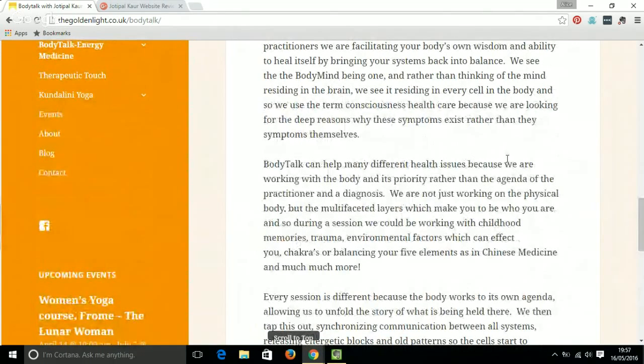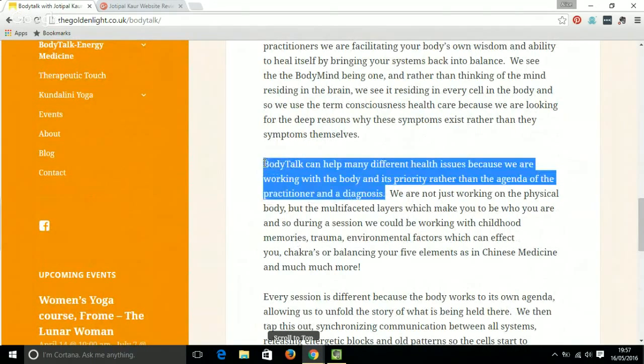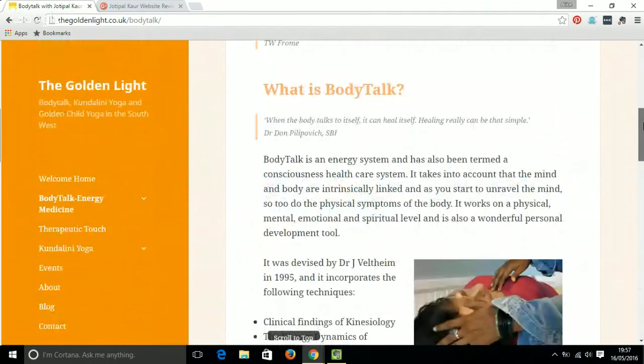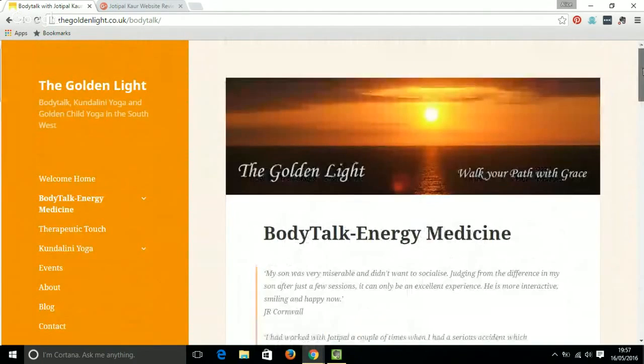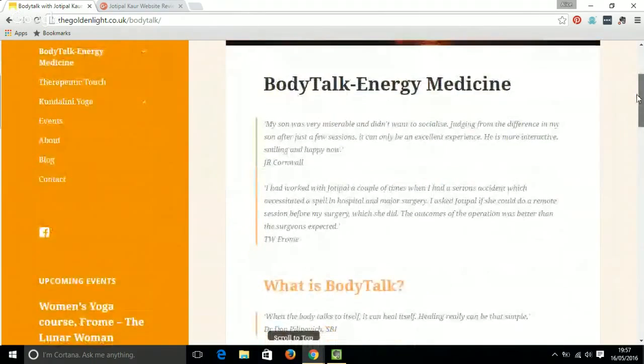Body Talk can help many different health issues because we're working with the body and its priority rather than the agenda of the practitioner's diagnosis. I think that's quite a powerful sentence as well. But overall, this page needs to say, right, Body Talk is going to work for you if you are tick, tick, tick, tick, tick. Body Talk can help with the following problems.